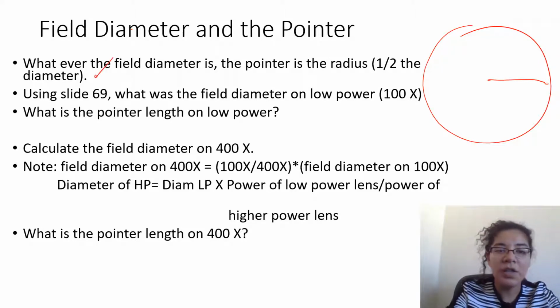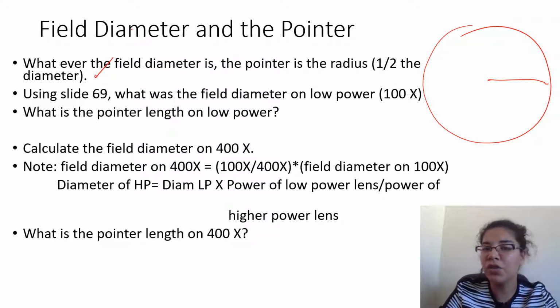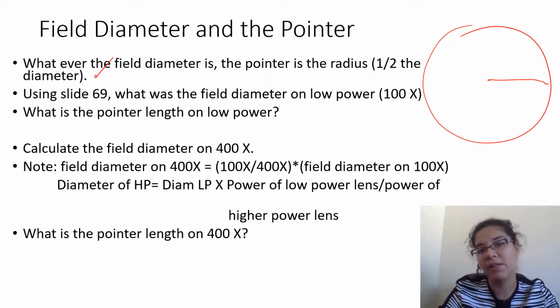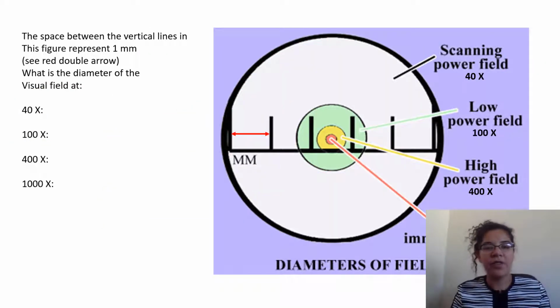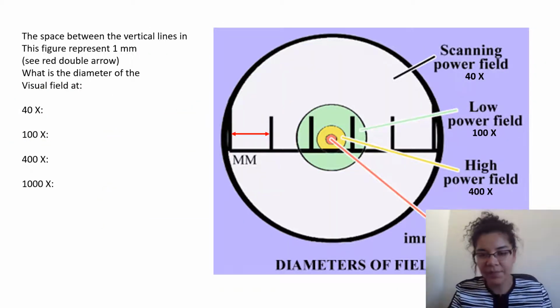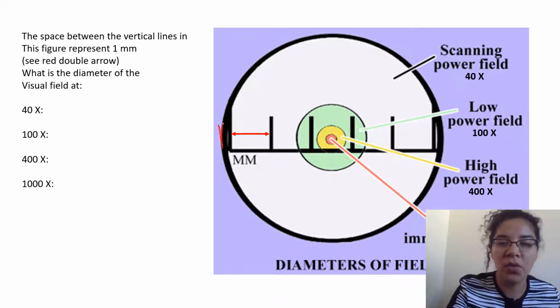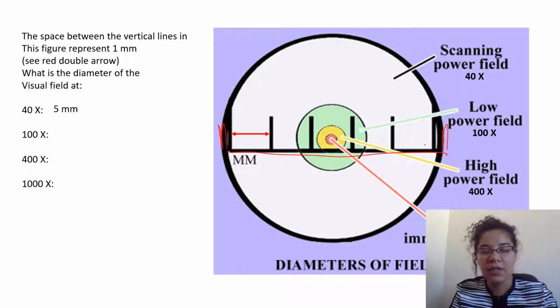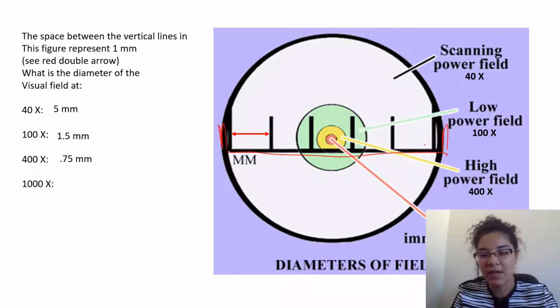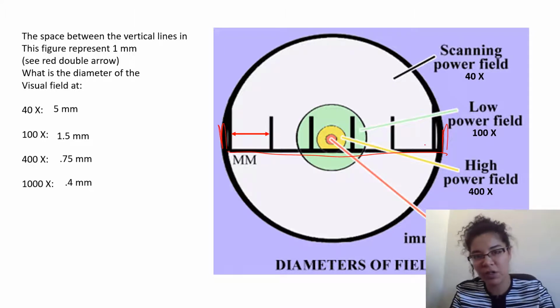So in this slide, it refers you to the slide where we calculated the measurements, the 5 millimeters, 1.5 millimeters. So what is the pointer length on low power? Let's go back. Now that we've calculated the diameter, the distance between one end of the field and the other one, for 40x it's 5 millimeters, 100x is 1.5 millimeters, 400x is 0.75 millimeters, and for oil immersion it's 0.4 millimeters. Again, those are rough estimates.